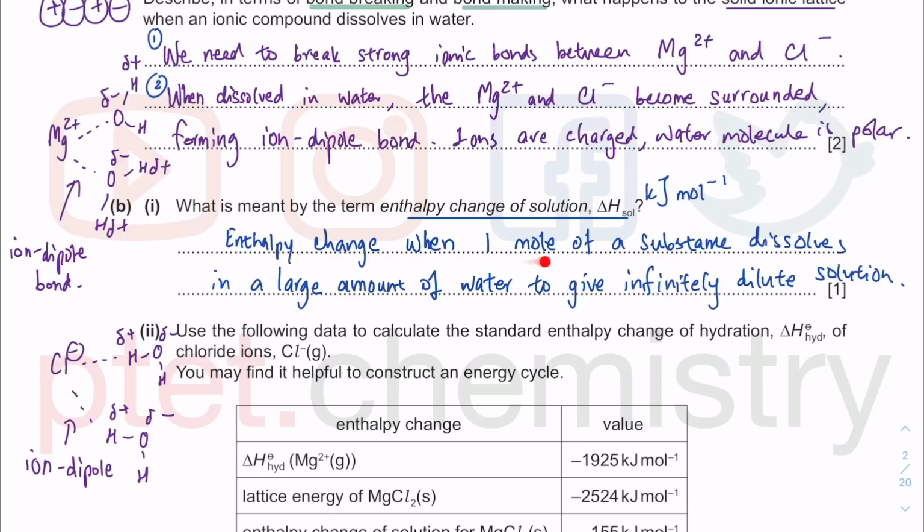That's why it's important to have this 1 mole of a substance and what happened to it, whether it's formation, combustion, atomization, solution, hydration, is to do with 1 mole of something and what is happening to it. Okay.